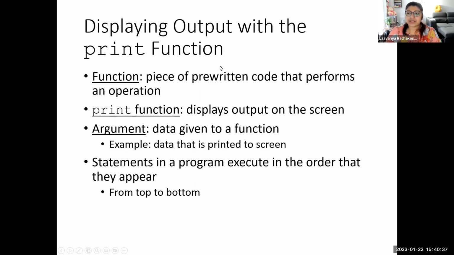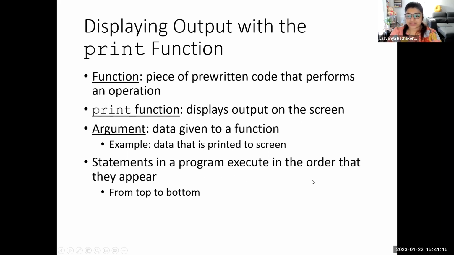So now when you are displaying output with the print function, whenever you want to display something in Python, we use print. We call the function print. So function is nothing but a pre-written code that performs some operation. So all you are doing in this particular topic is you are going to call the function that is print, and each function has its arguments. Argument is nothing but the data that is given inside the function. So you will have print, open and close parenthesis, and whatever is inside that parenthesis is called an argument.